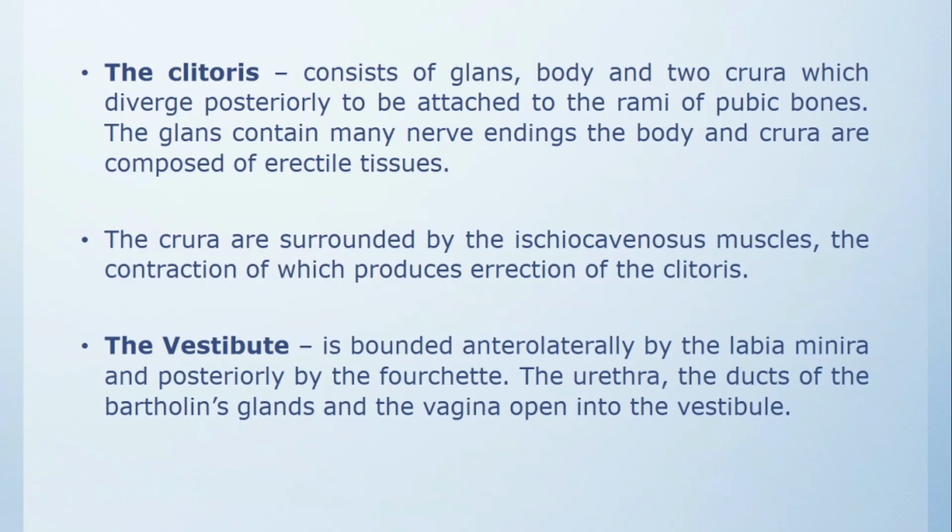The clitoris consists of three parts: the glans, the body, and two crura, which diverge posteriorly to be attached to the rami of the pubic bones.